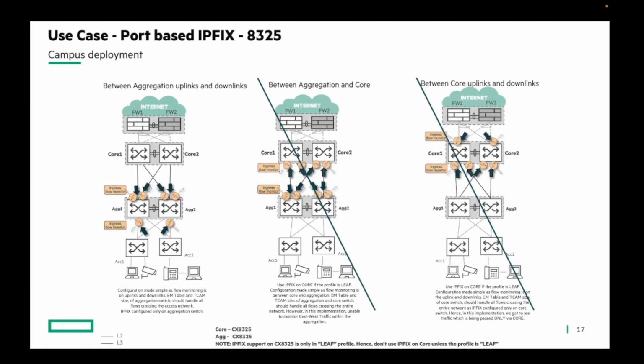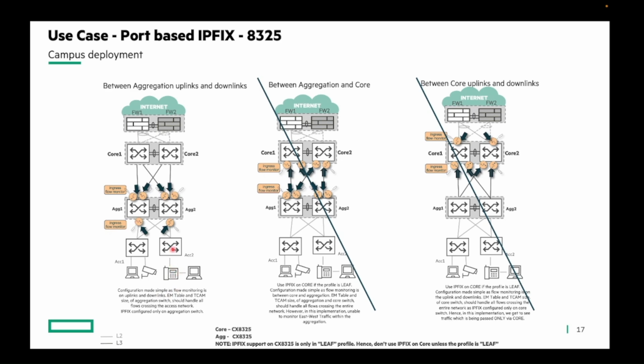Let's get into the use cases of port-based IPFIX in 8325s, right? Now, in the campus deployment, you would see them in these ways that we can leverage it. On the left extreme side, we are using port-based IPFIX between aggregation uplinks and downlinks, right? This is the aggregation layer, and both core and aggregation are, let's say, CX8325 in this use case discussion. In the aggregation layer, we have this 8325 for both uplinks and downlinks, right? This way, we are making the configuration simple as flow monitoring is on uplinks and downlinks.